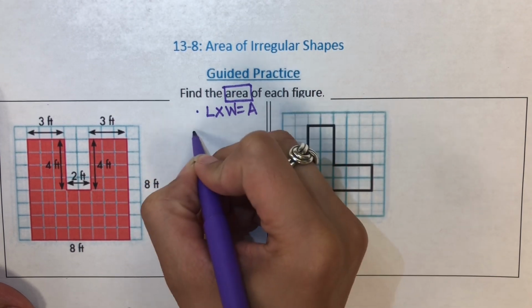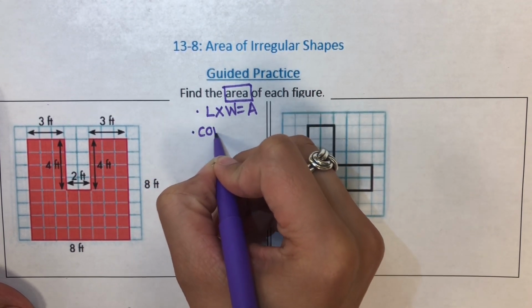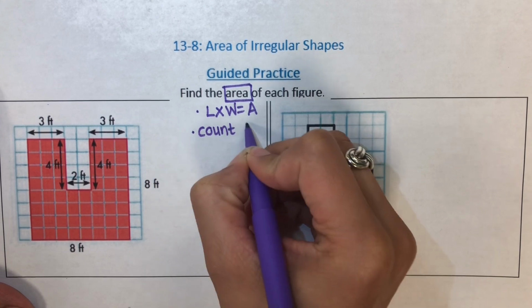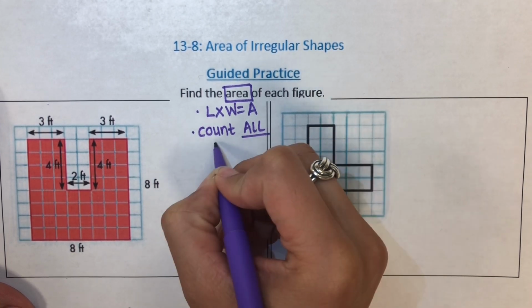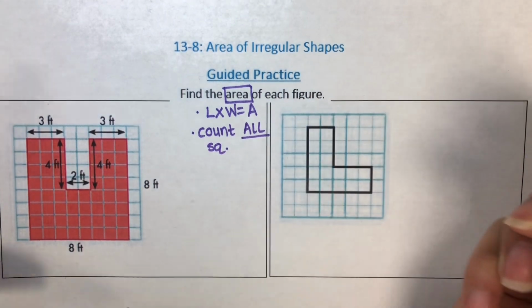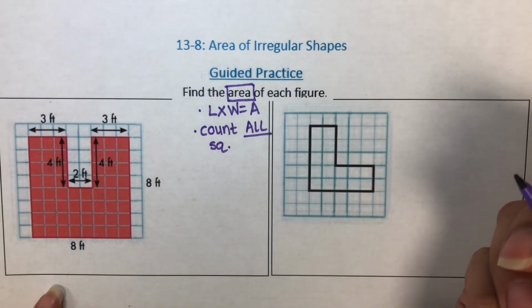And we also have to remember that we can use the strategy of counting the squares. And when we count them, we have to count all squares. SQ for squares. So let's take a look at this first one.